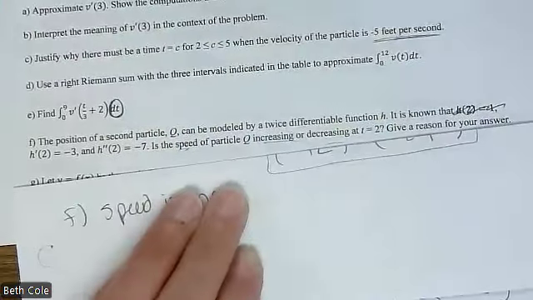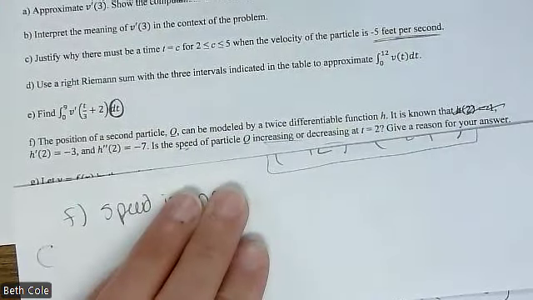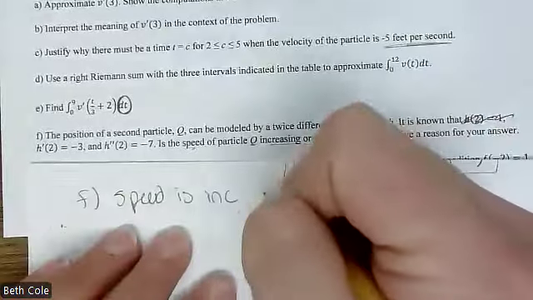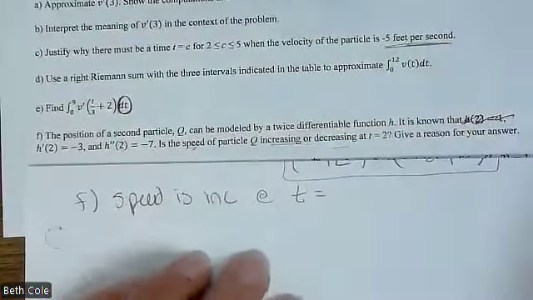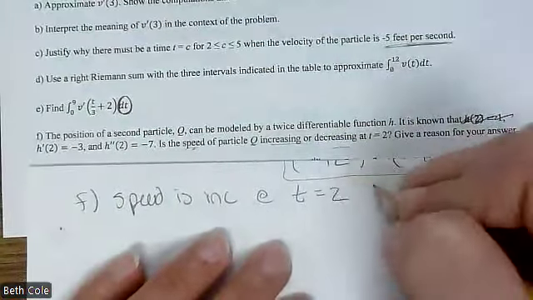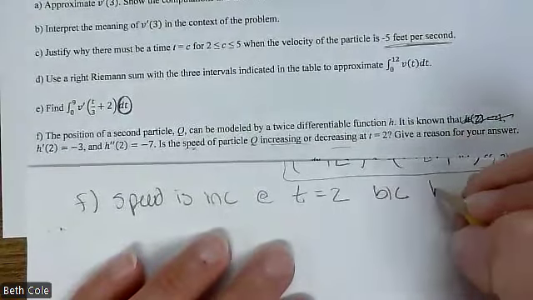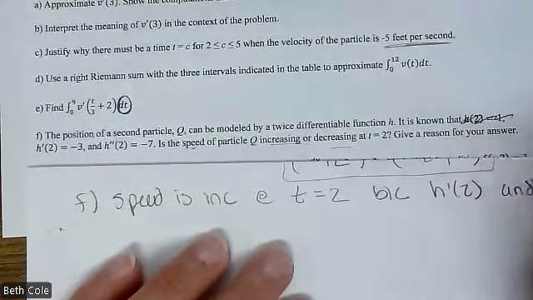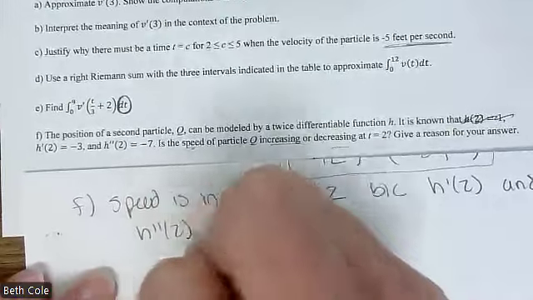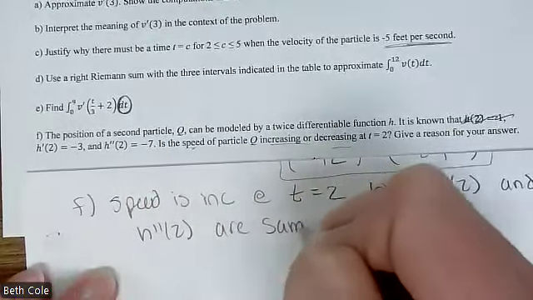Oh, I meant to ask you that. Speed is doing what? Increasing. At what time? If you don't say what time, they will not give it to you. At time 2, because h prime of 2 and h prime of 2 are same sign.